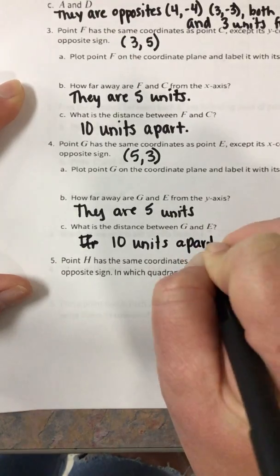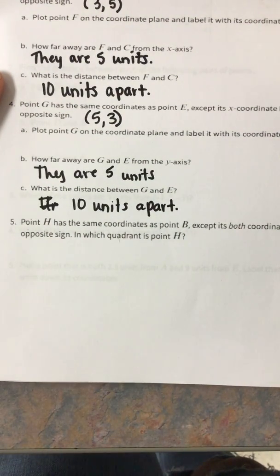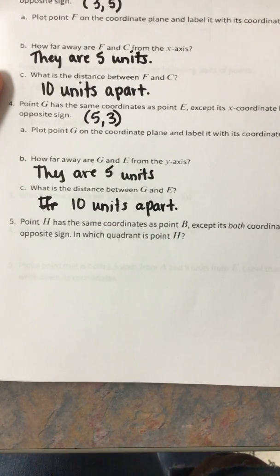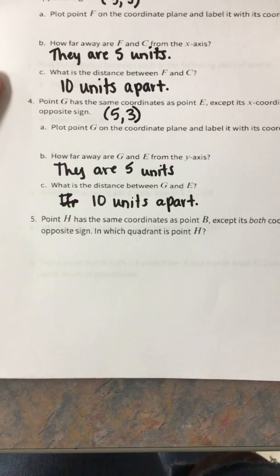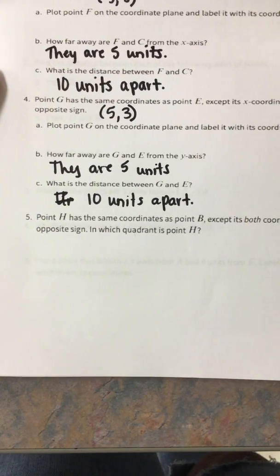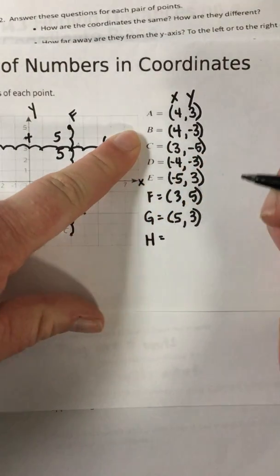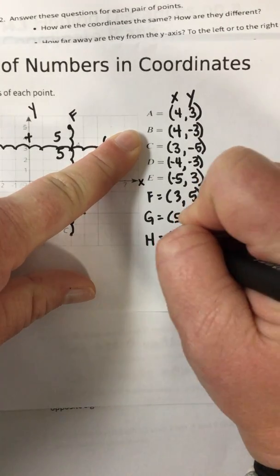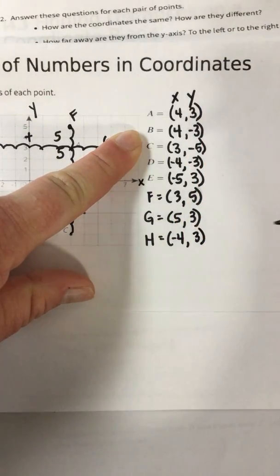All right, point H has the same coordinates as point B, except both coordinates have opposite signs. In which quadrant is H? So if we go back to B, H is going to be the opposite of both of those. So what's the opposite of 4? It would be -4, and the opposite of -3 would be a +3.